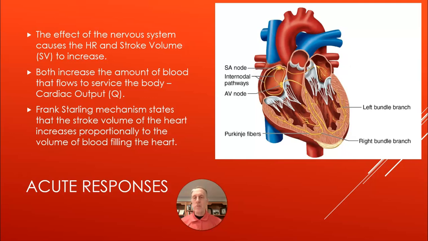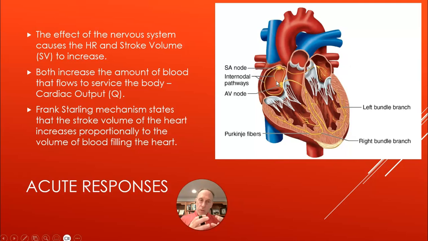The Frank-Starling mechanism states that the stroke volume of the heart increases proportionally to the volume of blood filling the heart. So you have to think this through in terms of, we send blood out on the red line, comes back on the blue line, and we haven't really had an uptick of work per se at the heart level, at the cardiac level, but we start moving the body, and by moving the body, whatever that activity may be, that causes a response of moving blood through the system.